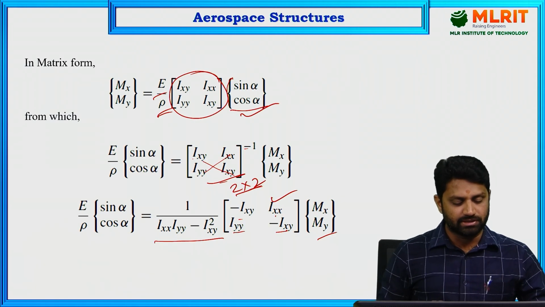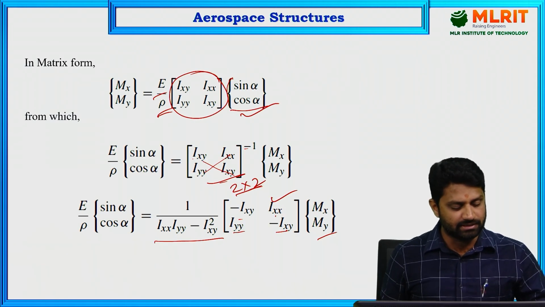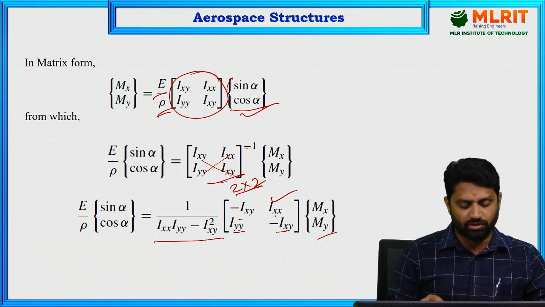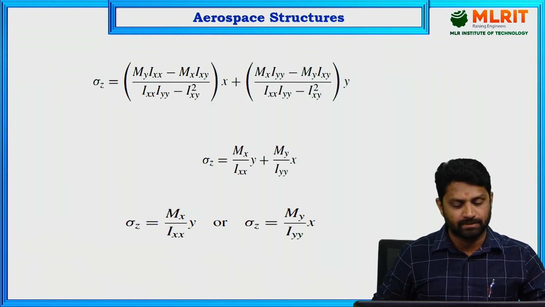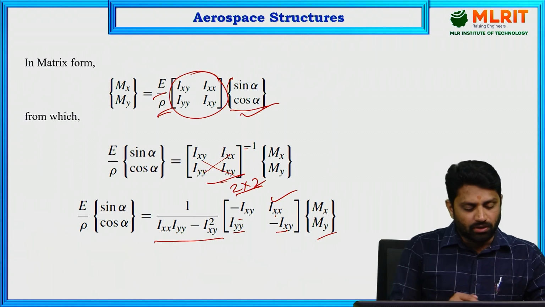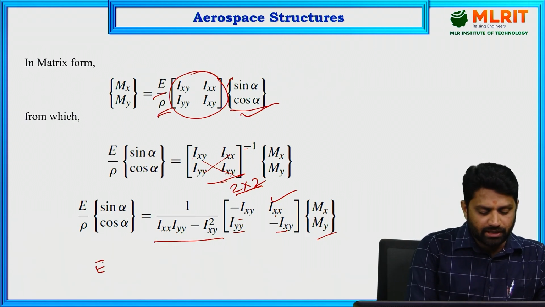Okay, so this is nothing but E sin alpha. Now from this diagram we are going to write what E sin alpha by rho is.